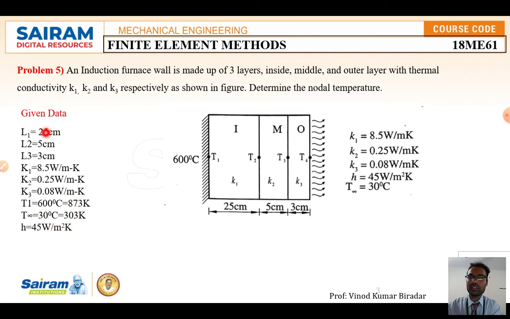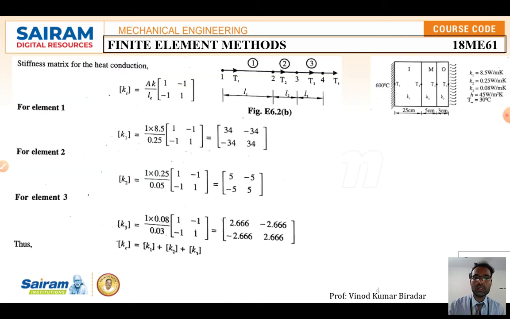If you want to convert, you have to convert 25, 5, 3 centimeter to meter. So first step is what? First, comparing the given diagram, you have to redraw that as a finite element model. That is, you have to build a finite element model. So look at this. How many elements are there? 1, 2, 3 elements, so 4 nodes will be present.